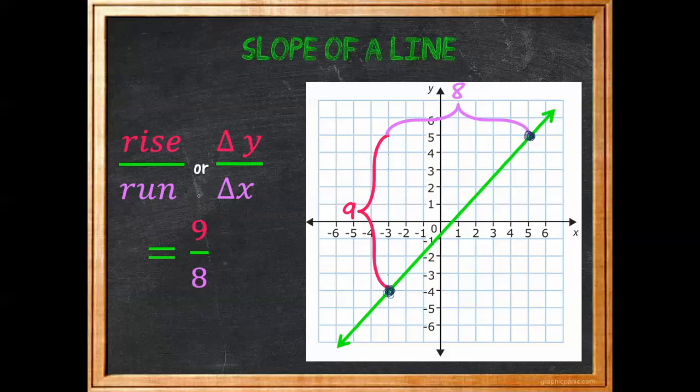And then our run, okay, we're going to go to the right now, is going to be 1, 2, 3, 4, 5, 6, 7, 8. All right, so our slope then is 9/8. So that tells us how we get from one point to the next on the line.